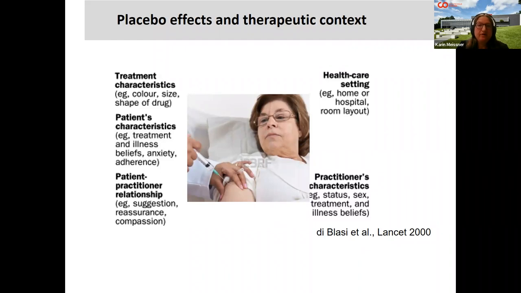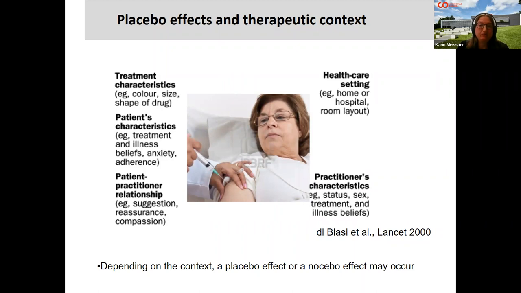So if the therapeutic context is positive, then a placebo effect, namely an improvement of a symptom, may occur. And if the therapeutic context is negative, then on average even a deterioration of a symptom may occur, and we call this a nocebo effect.